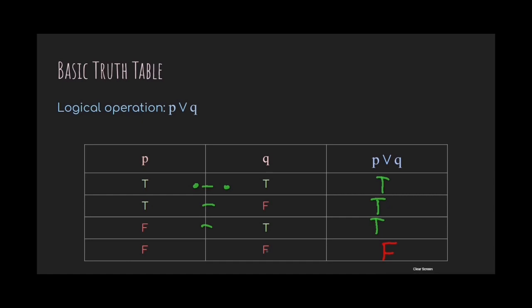And that's basically what a basic truth table looks like. After you make a column for your propositions, you have to make one for the entire logical operator.